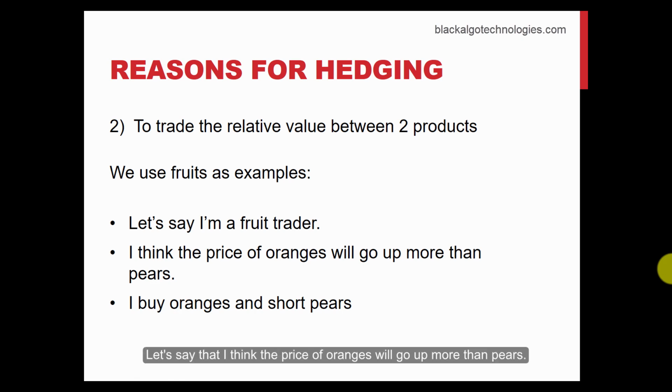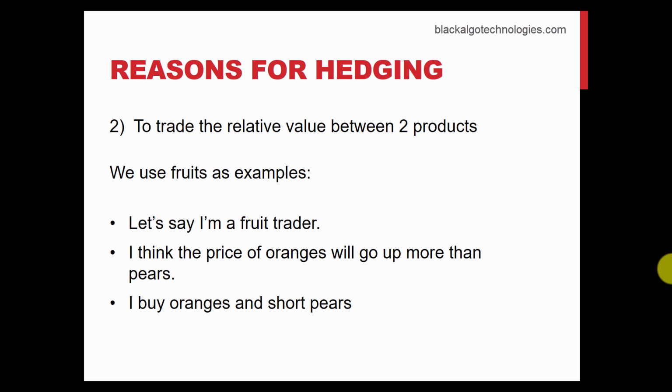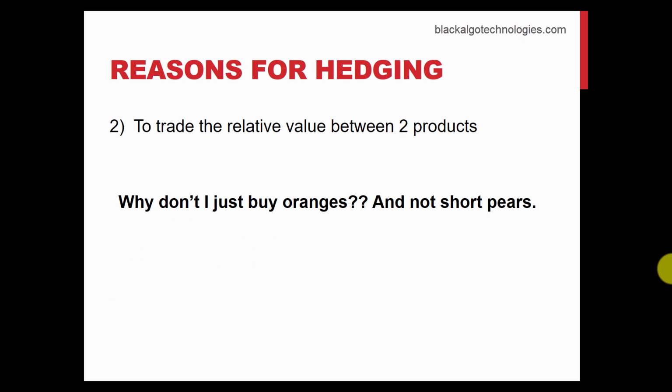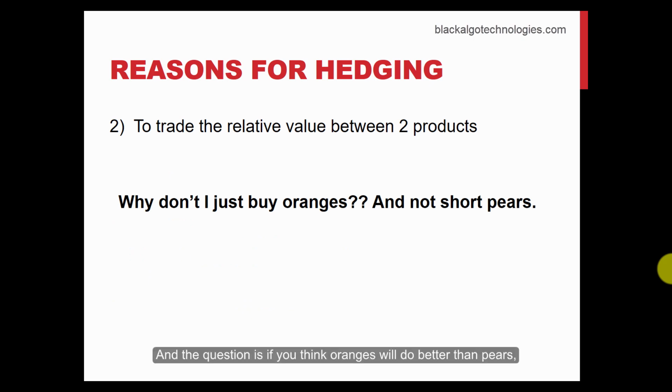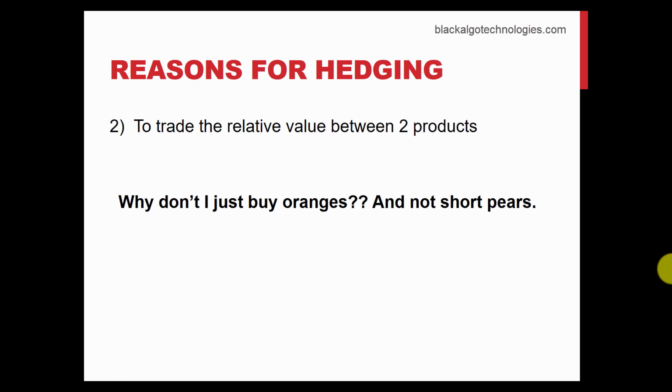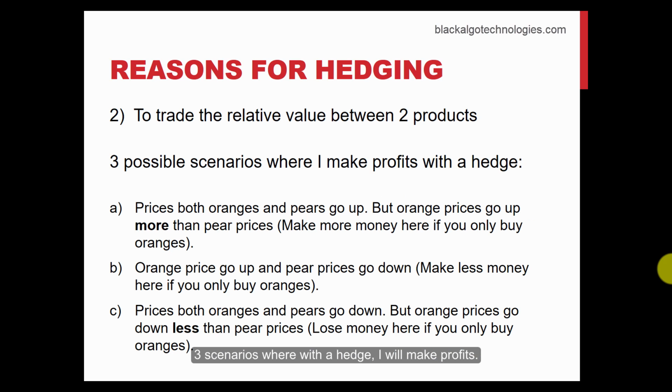Let's say that I think the price of oranges will go up more than pears. So the relative value between these two fruits will increase. I will buy oranges and I'll short pears. And the question is, if you think orange will do better than pears, why don't I just buy oranges without shorting the pears? So to better understand that, let us look at three scenarios. Three scenarios where, with a hedge, I'll make profits.